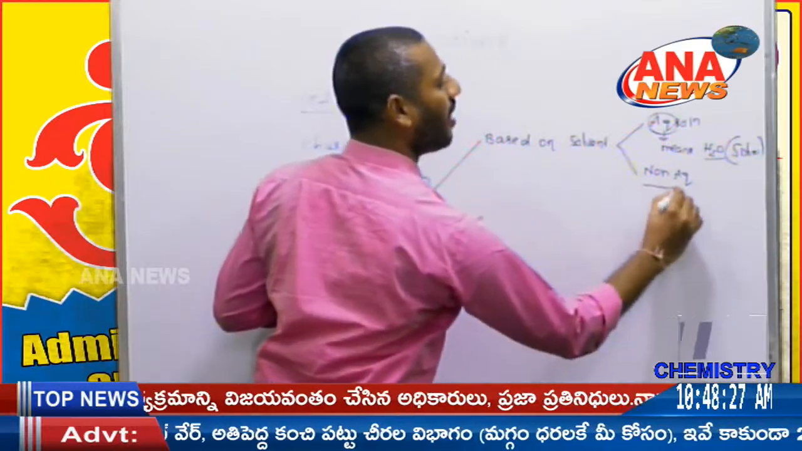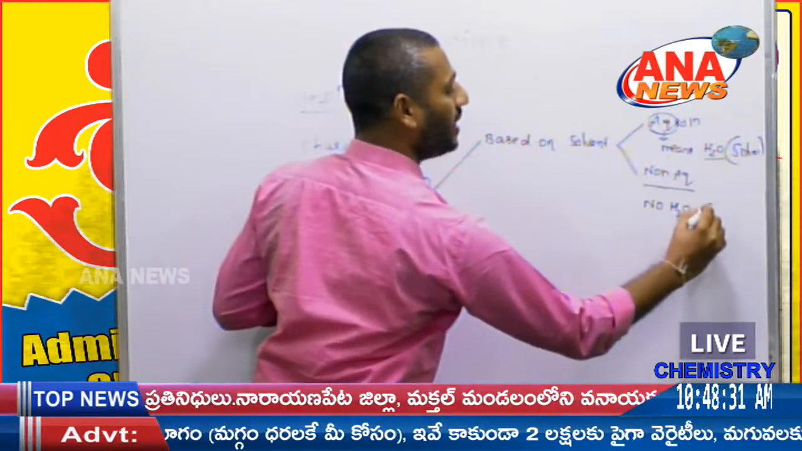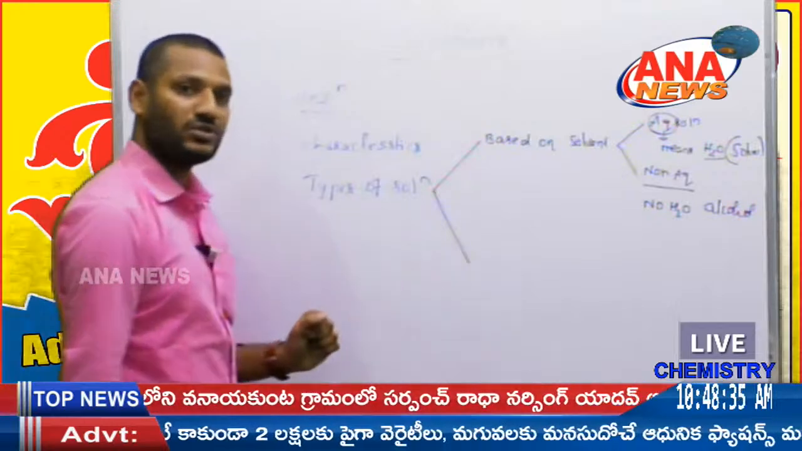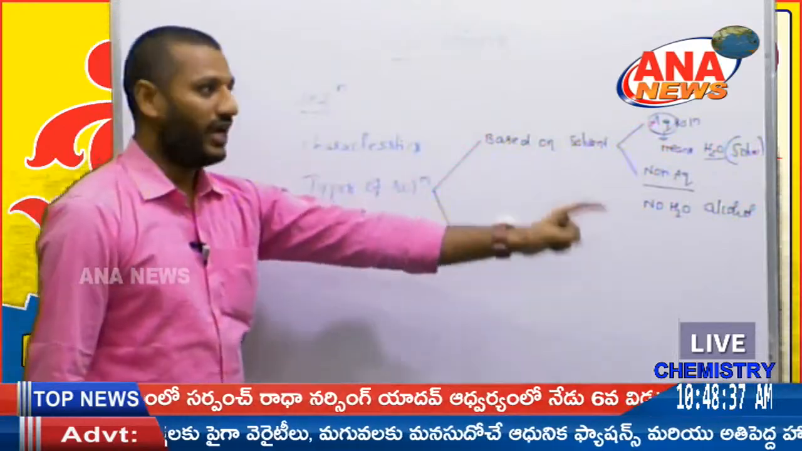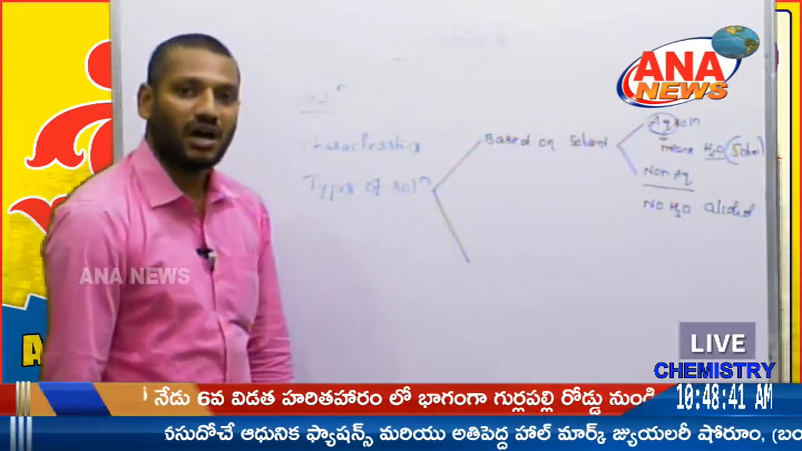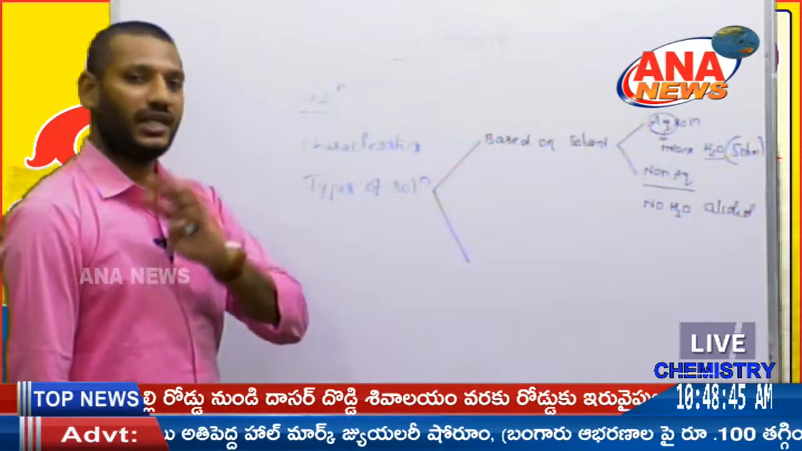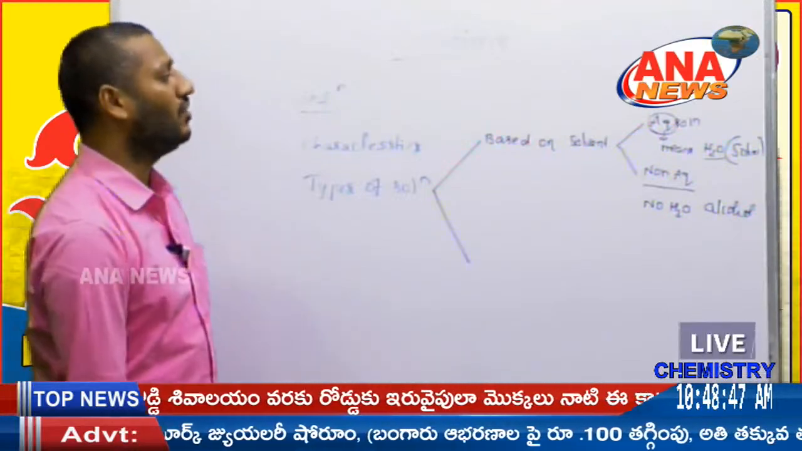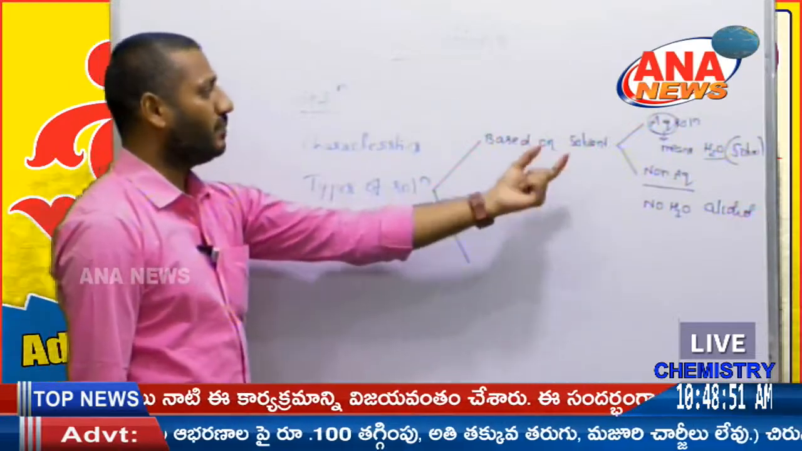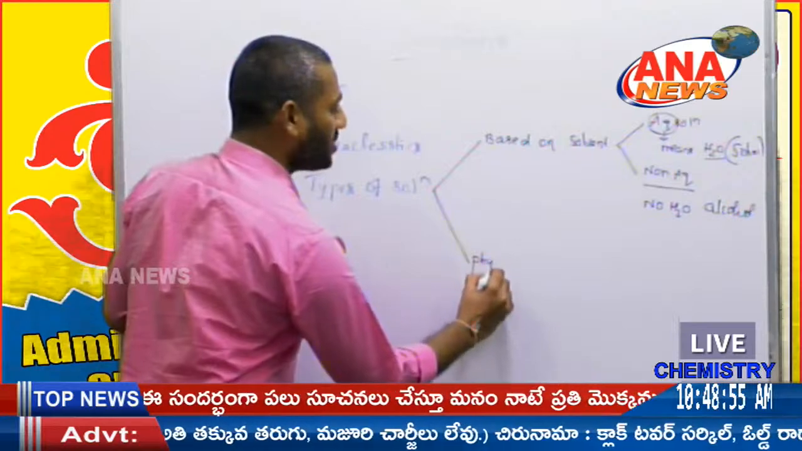Next one, non-aqueous means there is no water. So in this condition, alcohol, acetone and all organic compounds can act as solvents. These are also known as non-polar solvents. Non-polar is nothing but no polarity, no positive charge and no negative charge. So these are the types of solutions based on their solvent. Now, based on their physical state.